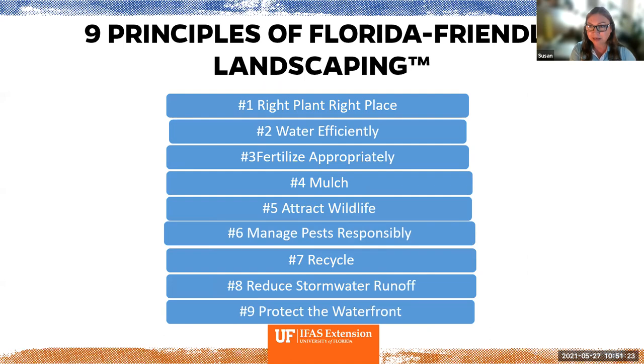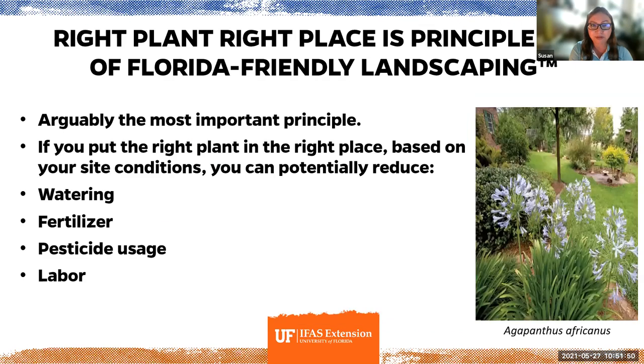Again, number one, arguably the most important principle, right plant, right place. Number two, watering efficiently. Number three, fertilizing appropriately. Number four, mulch. Number five, attracting wildlife. Number six, managing pests responsibly. Number seven, recycling in the landscape. Number eight, reducing stormwater runoff. And number nine, protecting the waterfront. So we'll just briefly go through all of these principles in a little bit more detail.